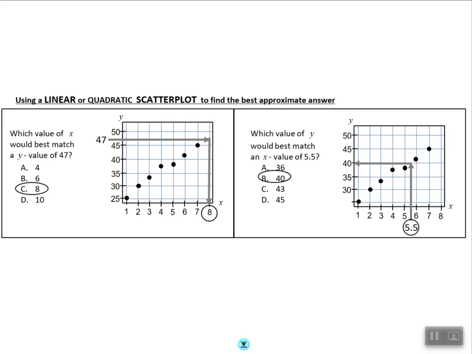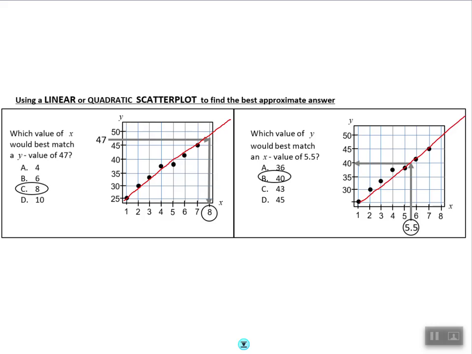Next, sometimes you are given a scatter plot and then asked questions. If you want to know which value of x would best match a y value of 47, you go to where y is 47 and you ask yourself, if we had the line right through here, about what would the x be if we know that y is 47? So you go straight across until you get to about where your line of best fit would be, and then go down to see what the x value would be. You do the same thing the other way. Which value of y would best match an x value of 5.5? Well, if your line of best fit is about here, you go to where x is 5.5, go up to the line of best fit, and then go over to the y-axis to see what the y value would be.